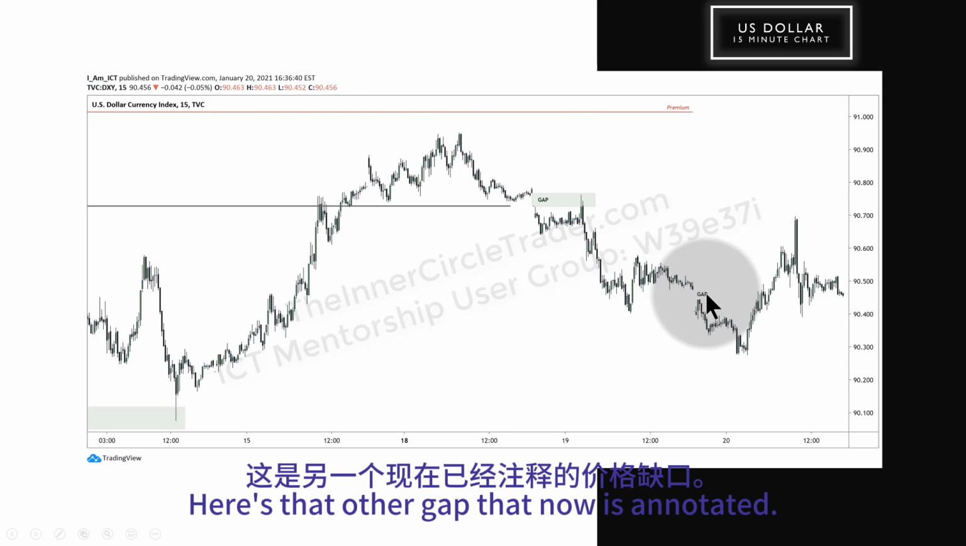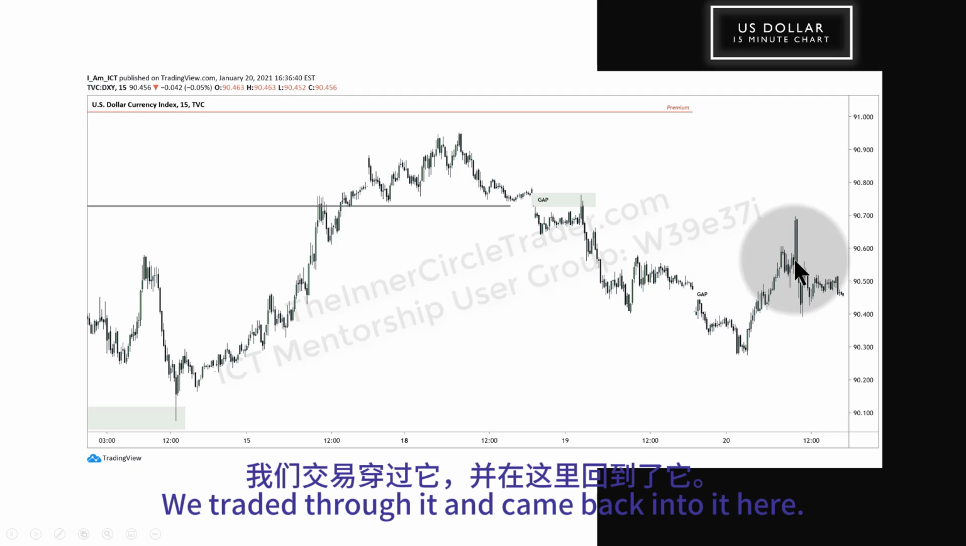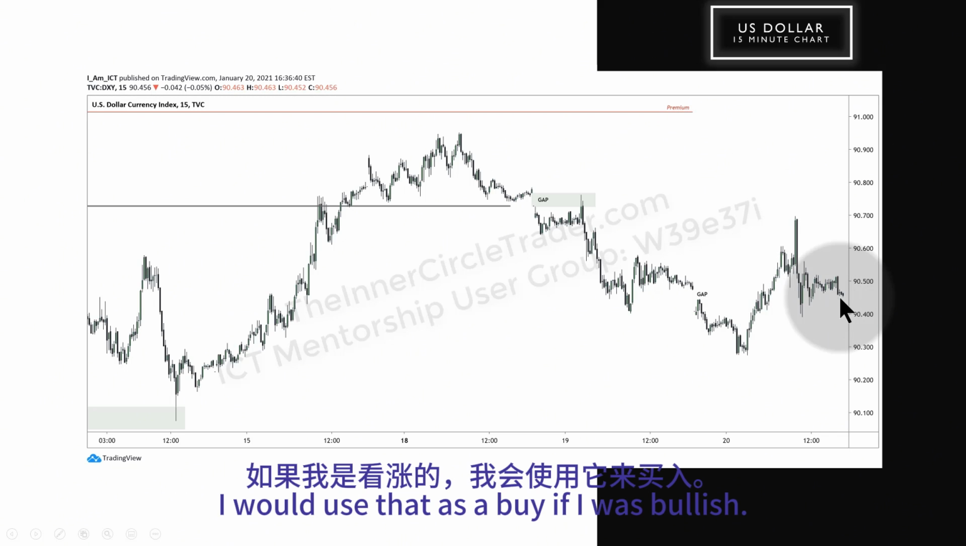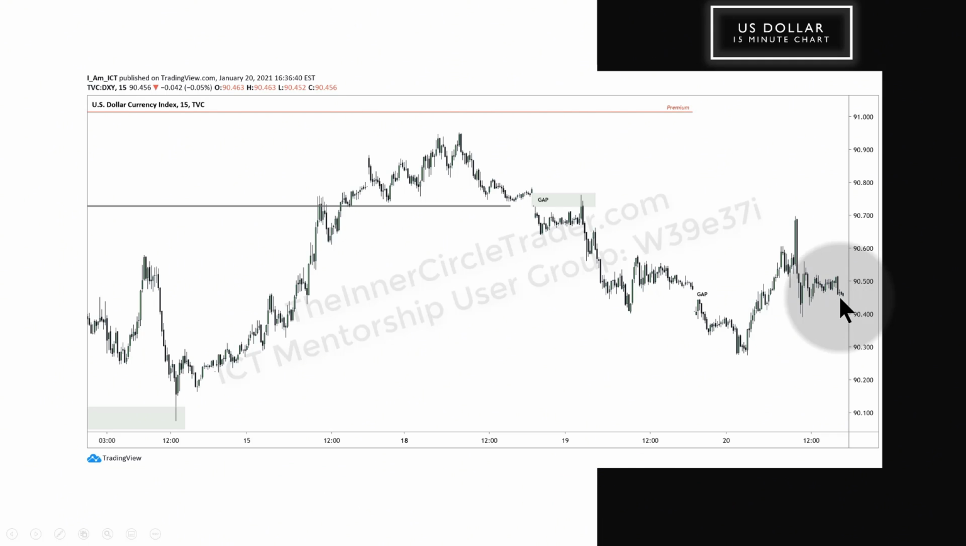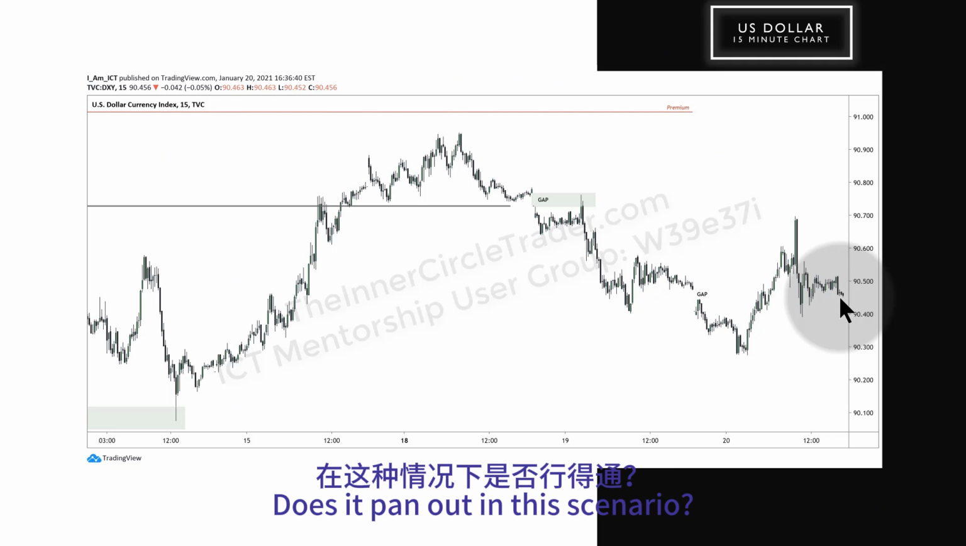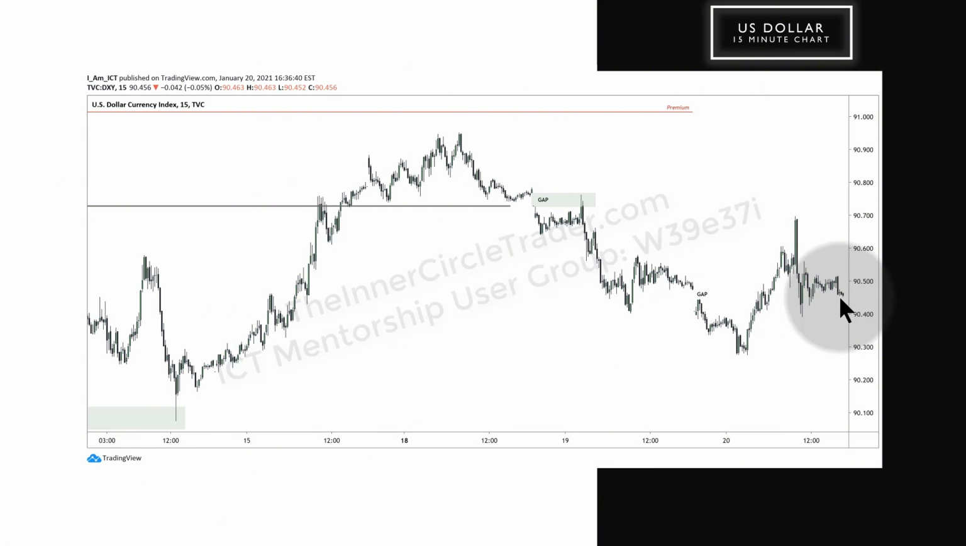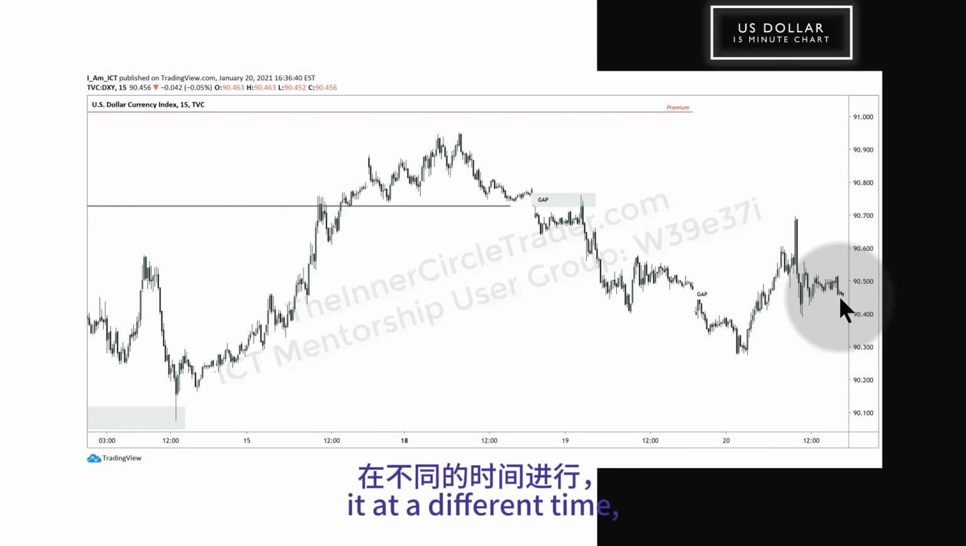Here's that other gap that now is annotated. We traded through it and came back into it here. I would use that as a buy if I was bullish. Does it pan out in this scenario? It could, but it's one of the things I would have done at a different time, but I'm not participating in.